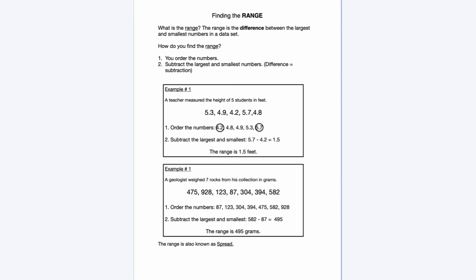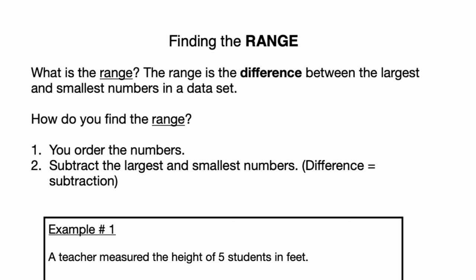Let's go ahead and look at the note page. Finding the range. What is the range? The range is the difference between the largest and smallest numbers in a data set. How do you find the range? 1. You order the numbers. 2. You subtract the largest and smallest numbers. Remember, difference equals subtraction.